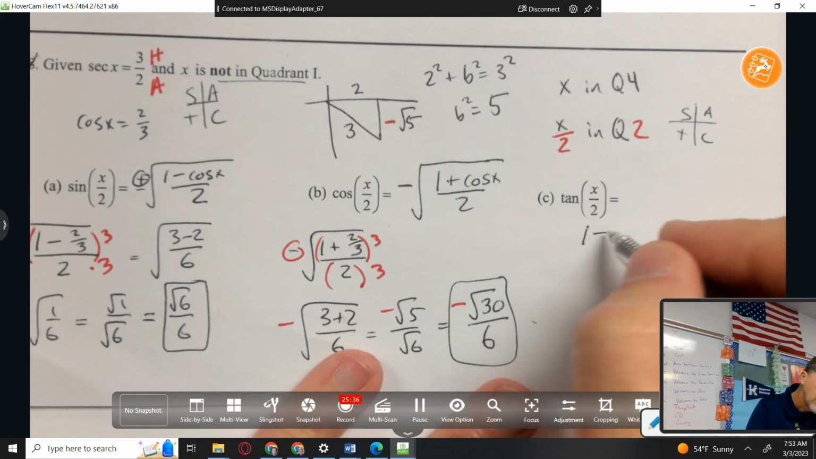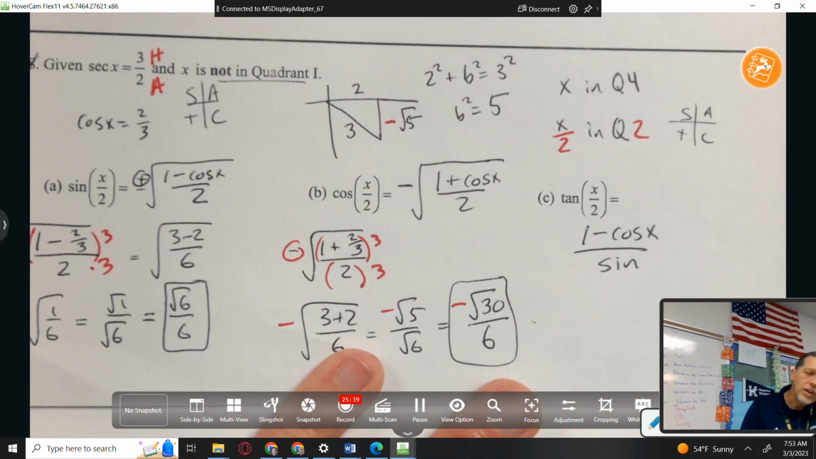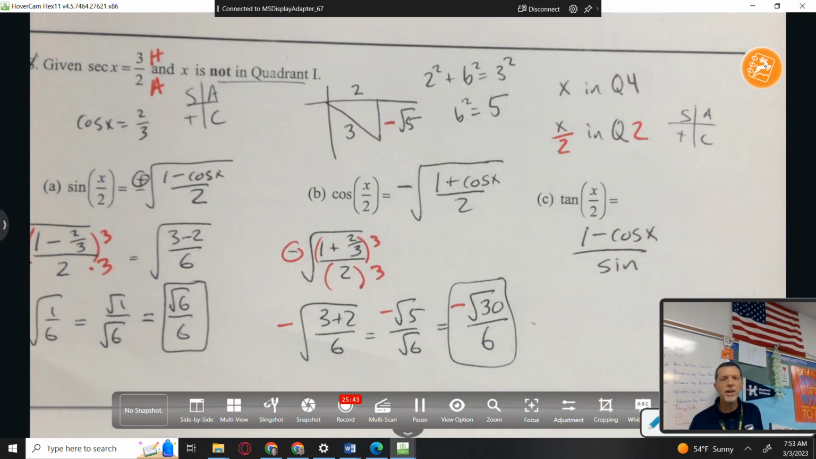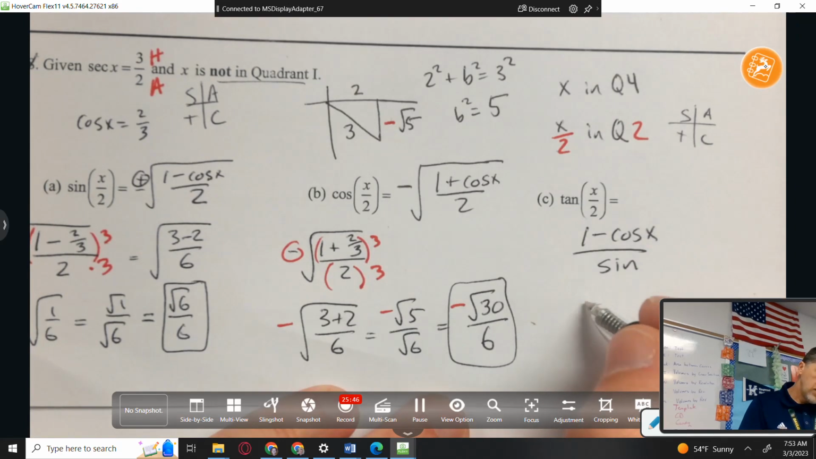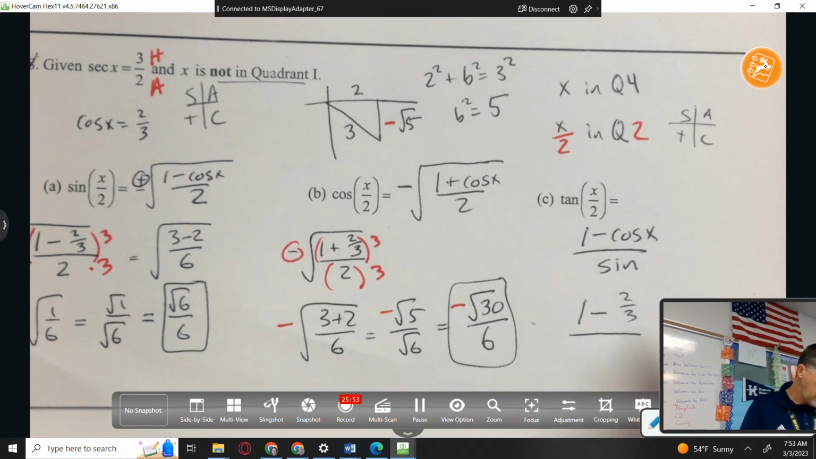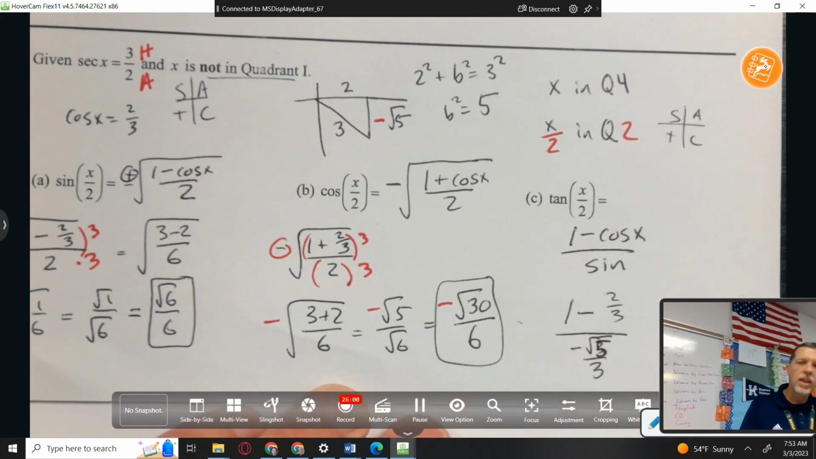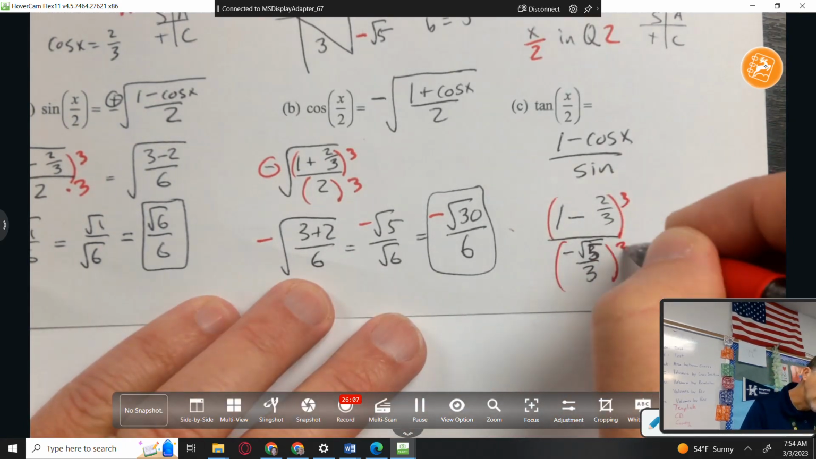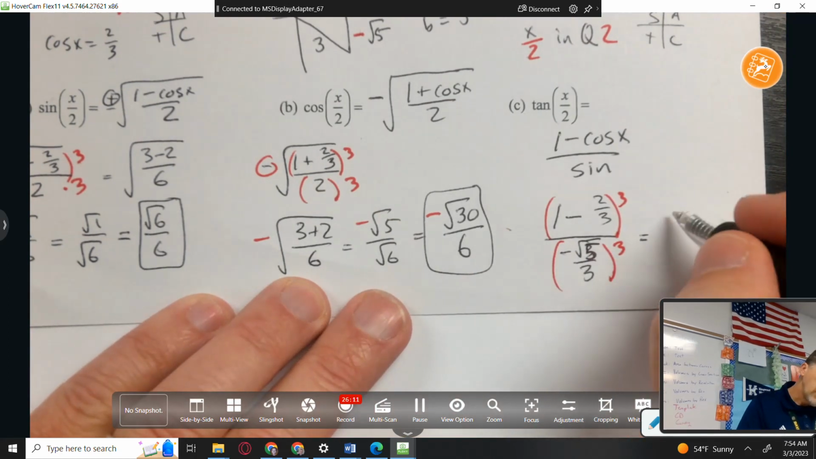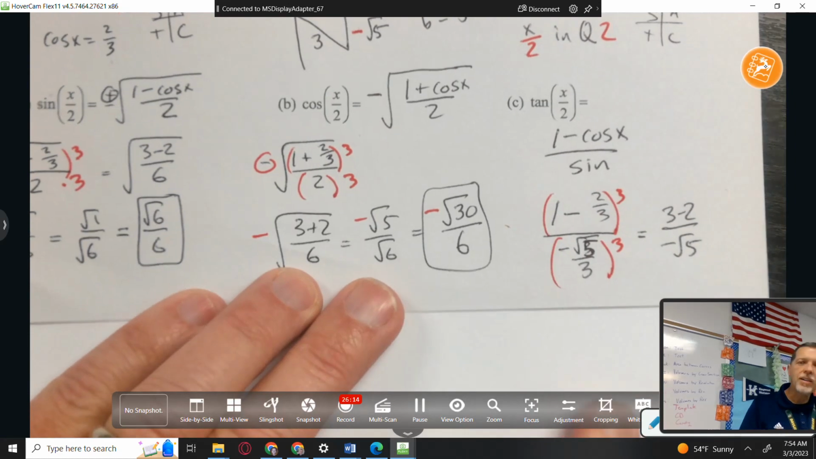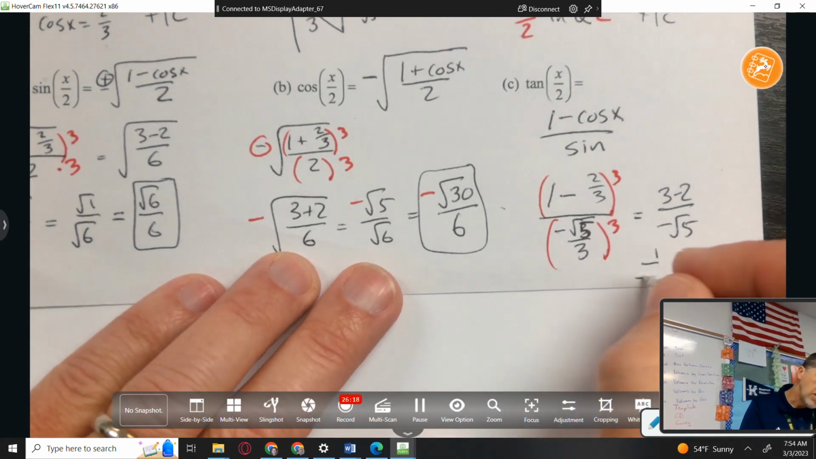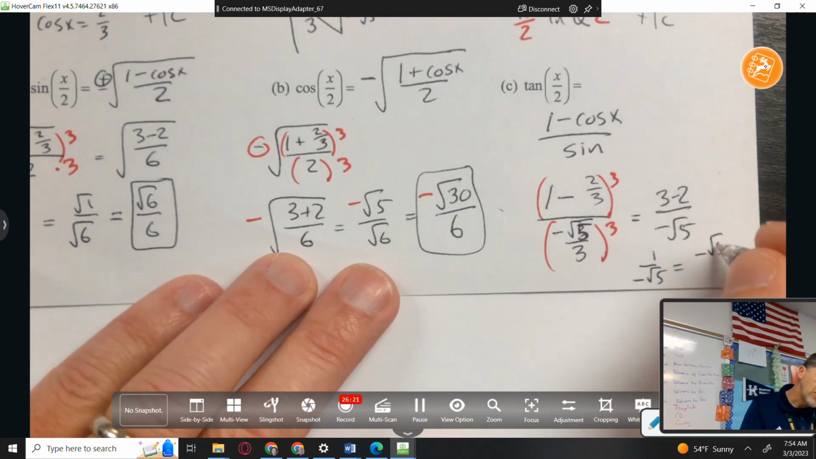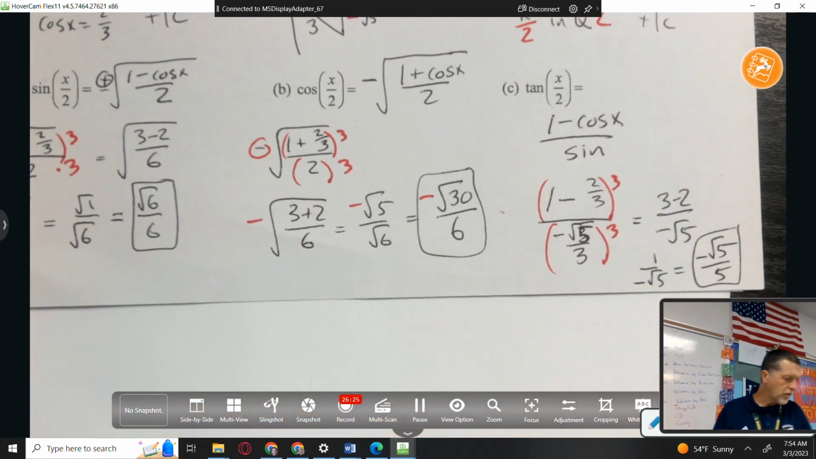Tangent of x over 2 is 1 minus cosine over sine. I don't have to worry about any square roots or picking the plus or the minus. 1 minus 2/3 over negative root 5 over 3. Well, that doesn't look great. Multiply by the 3's to at least clear those out. So 3 minus 2 over negative square root of 5, so 1 over negative square root of 5. And with just enough space left, negative root 5 over 5.